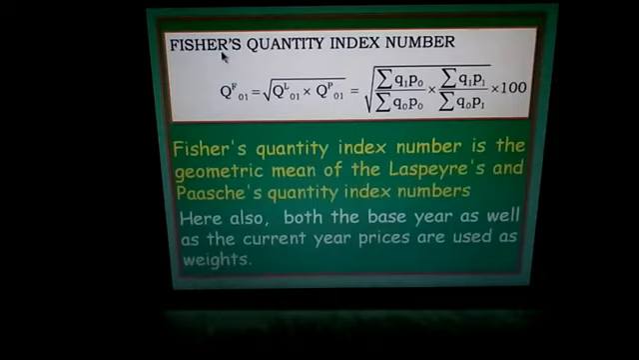One more question may be possible. What is the relationship between Fisher's, Laspeyres' and Paasche's quantity index numbers? For that the answer is that Fisher's quantity index number is the geometric mean of Laspeyres' and Paasche's quantity index numbers. And here also both base year as well as current year prices are used as weights. Correct? Here base year, here current year prices, we have used as the weights.